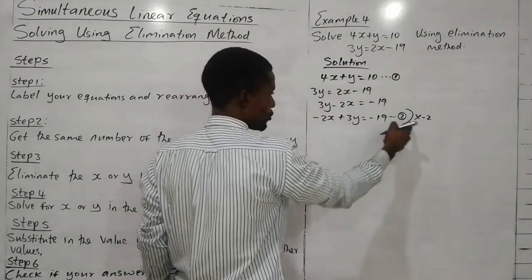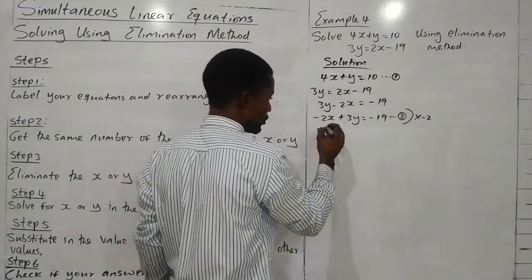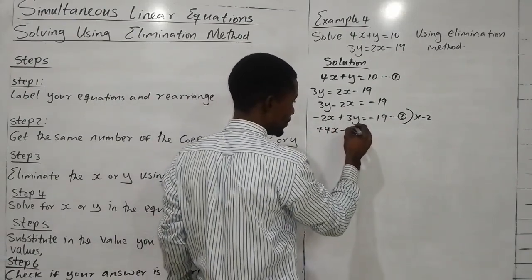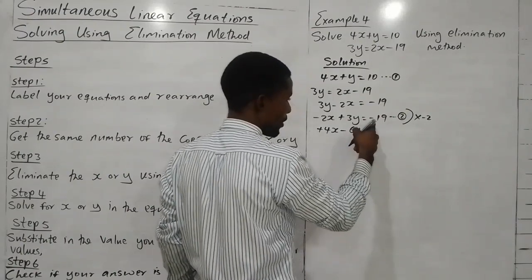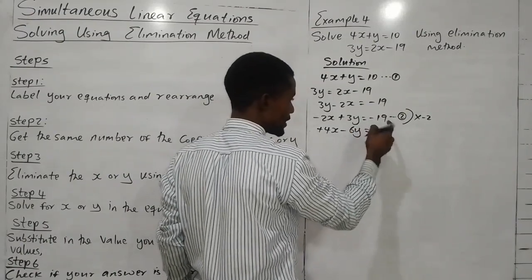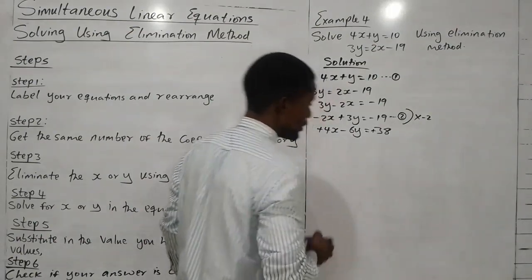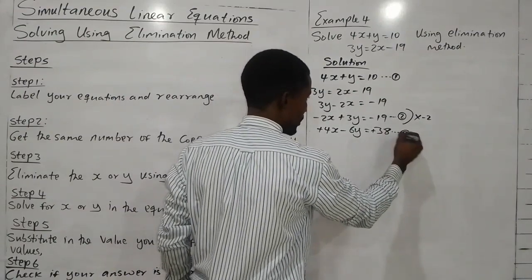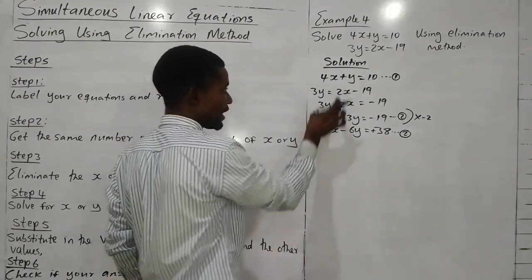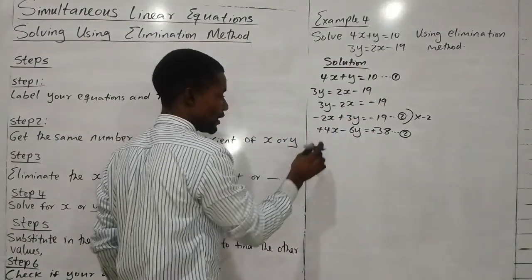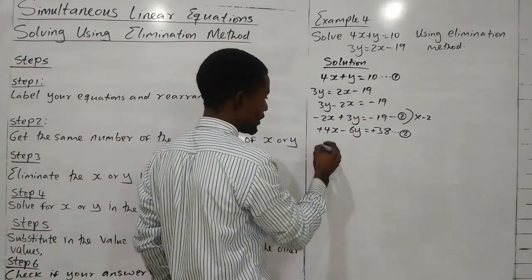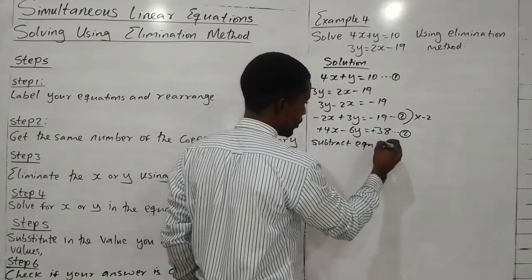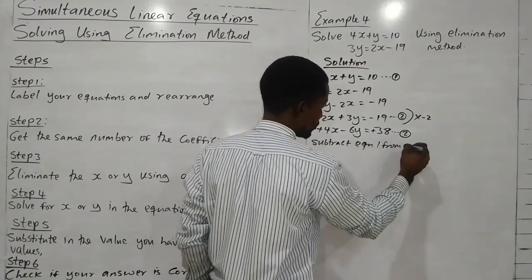So we have minus 2 times minus 2x, which gives plus 4x. Minus 2 times plus 3y gives minus 6y, equals minus 2 times minus 19, which gives plus 38. Now that they both have 4x, all I need to do is subtract equation 1 from equation 2.